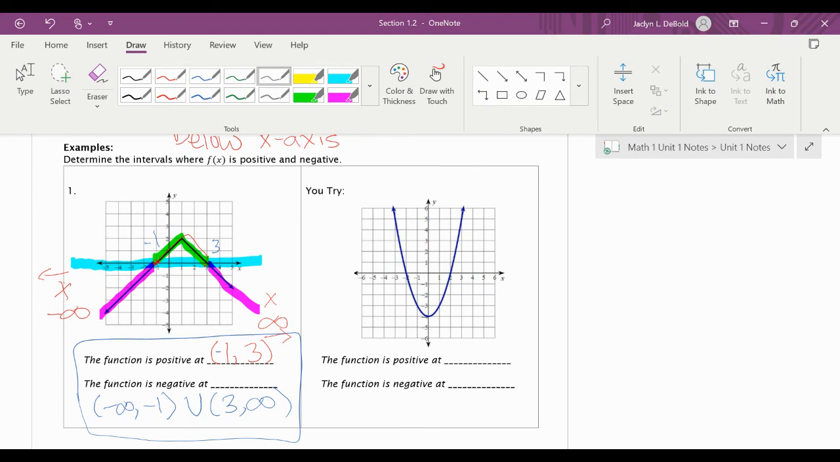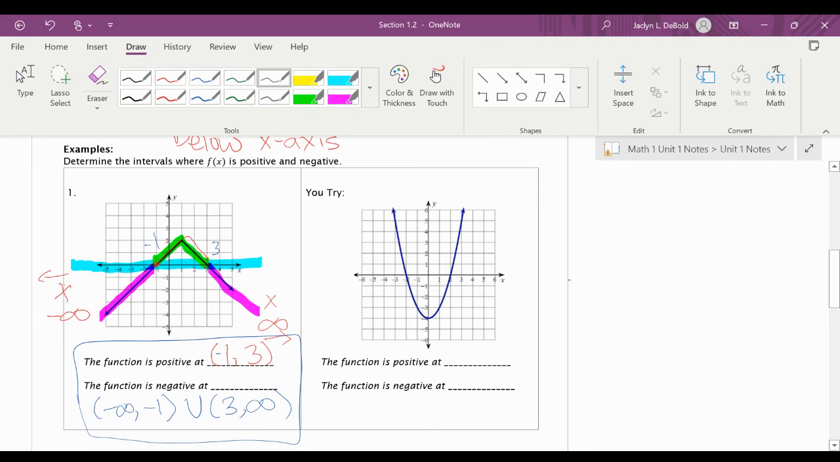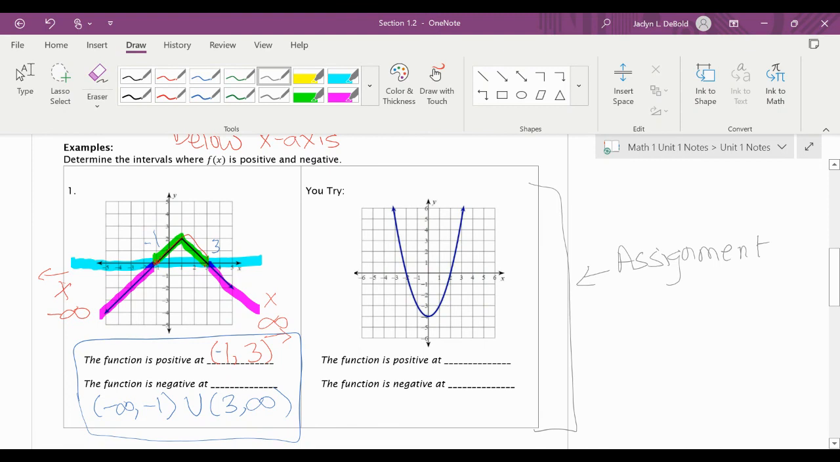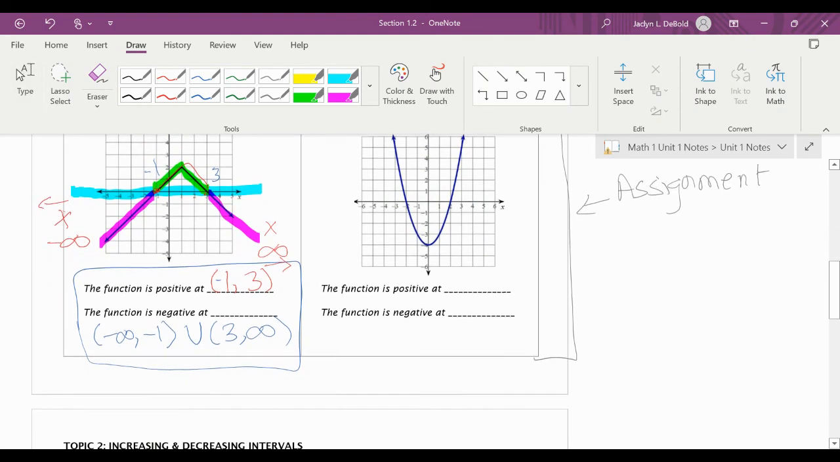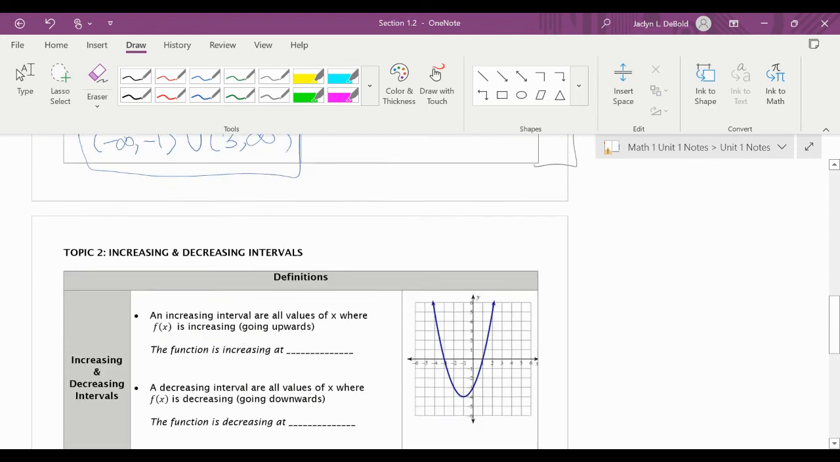For the You Try, again, that's part of your assignment. So you want to make sure you complete that. You're going to show us that to get full points. But it's the same concept. And now we're going to move on to our next topic.